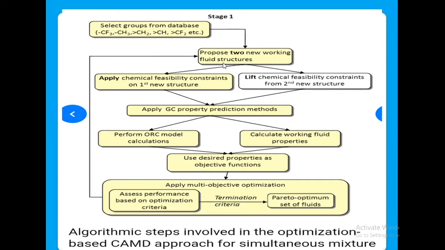Propose 2 new working fluid structures. Then you take them and apply chemical feasibility constraints on the first new structure. On this side, lift chemical feasibility constraints from the second new structure. First structure, second structure, both are coming here, and you take them and purify them. For that, apply GC property prediction methods. Then after that, you take one and perform ORC model calculations or calculate working fluid properties.